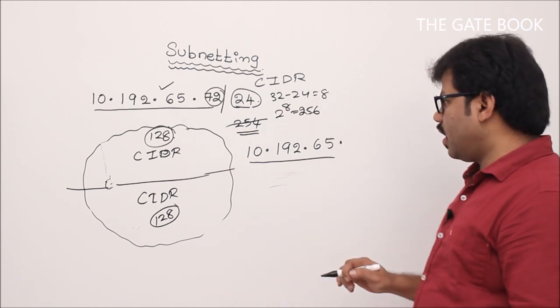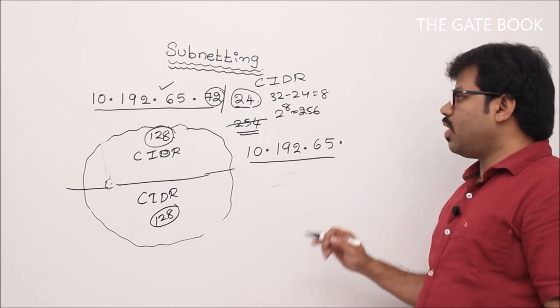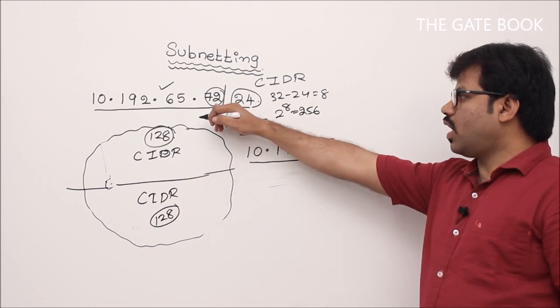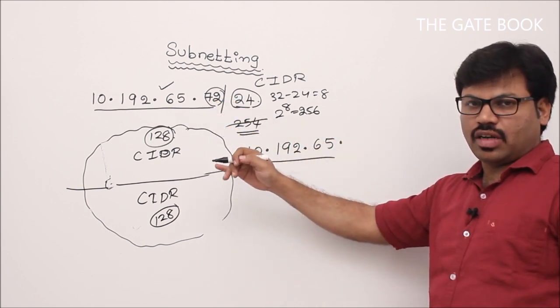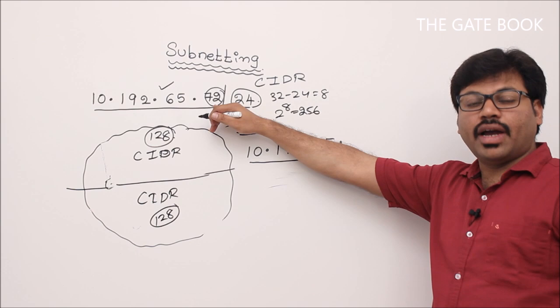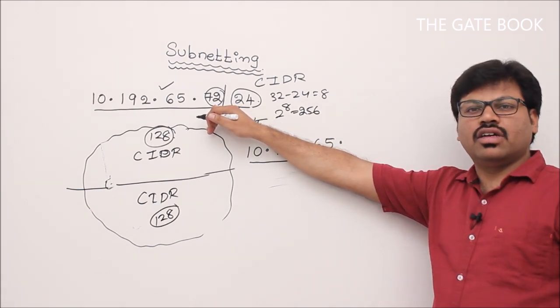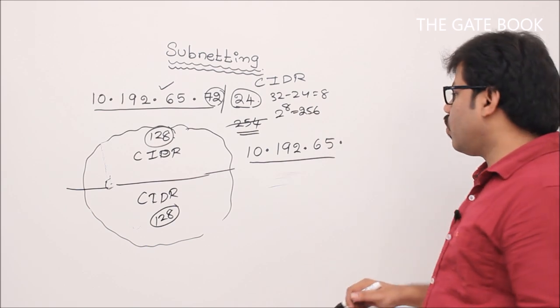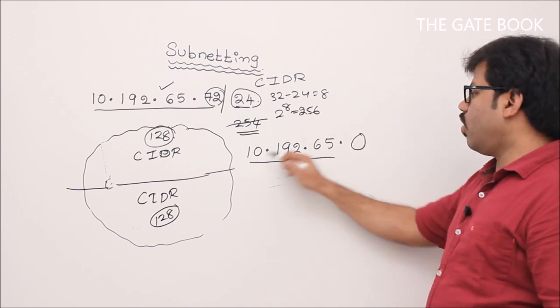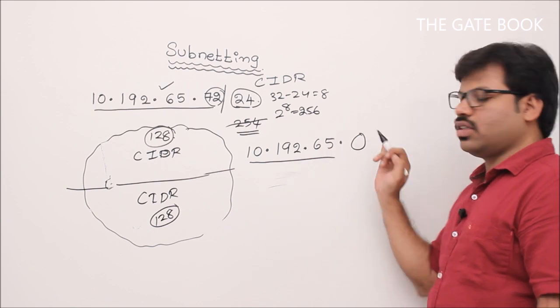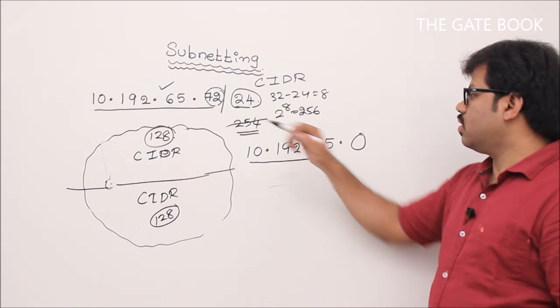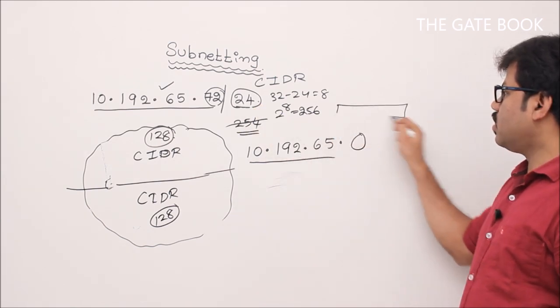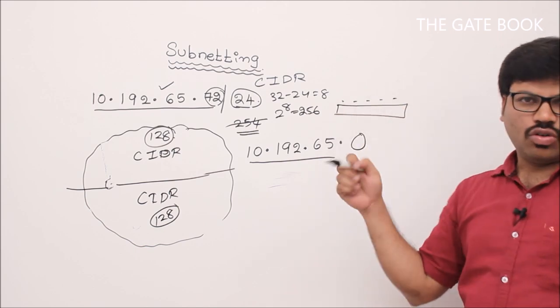First of all, let me write a binary pattern. Before that, let me ask a question. This is one of the IP addresses in your network, right? That means this is one of the binary patterns or IP patterns which you got out of 256. Now you tell me, what is the starting address of your IP addresses? Simply 10.192.65.0. Why? Do you remember? The last 8 bits are going to be yours, the host part.